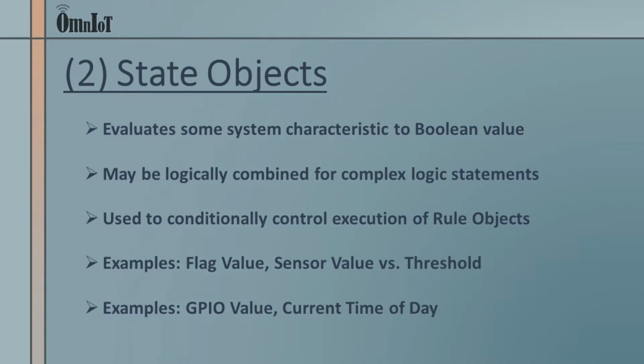State objects can be used to create complex Boolean logic statements to conditionally control the execution of individual rule objects. Each state object will check the Boolean state of some current system characteristic. Examples of state objects include the value of a flag variable, a sensor data value relative to some threshold, the value of a GPIO, or the current time of day.